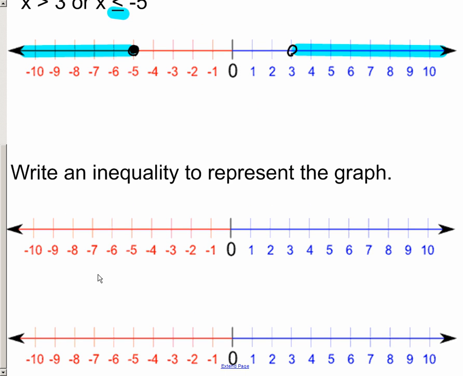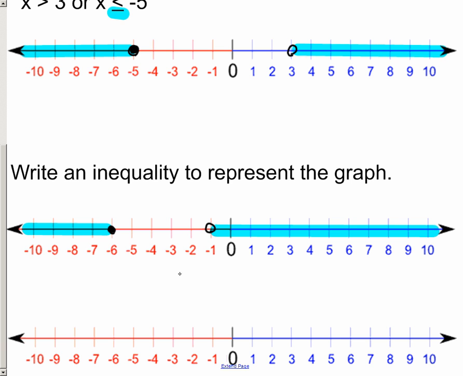And then we've got this one right here, write an inequality to represent the graph. So let's go and actually create a graph. Let's just say that we have a point that's closed and going off to the left at -6. And let's have an open circle point at -1 and going off to the right.